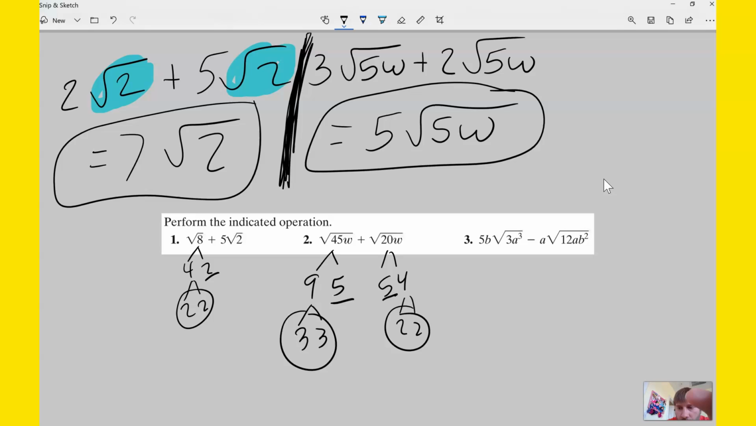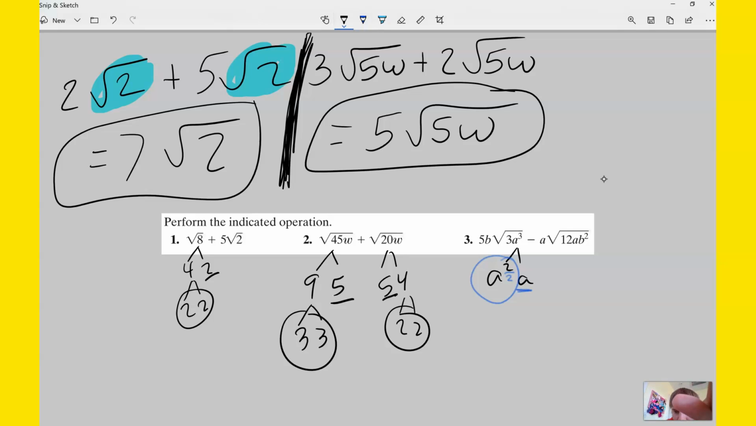All right, number 3. Can we break this down? The 3, I can't break that down, but the a cubed, I can break that down because I can break it down to a squared and a. And the understood index of 2 is going to go under that 2, and that's going to come out, and that's going to stay in.